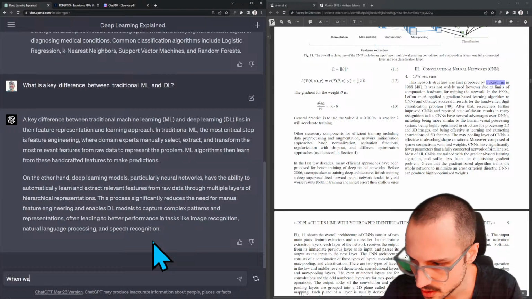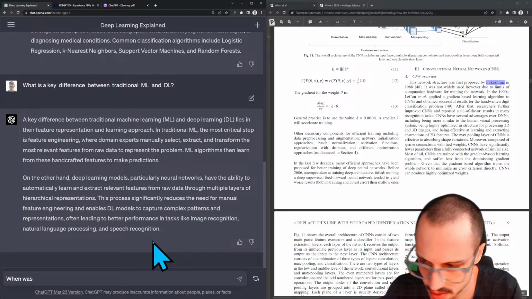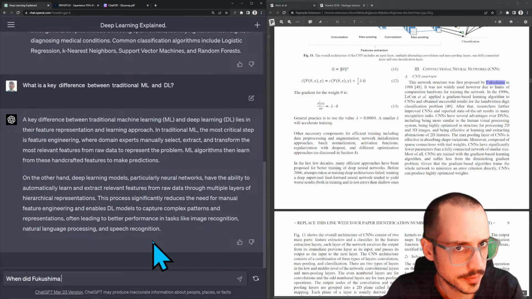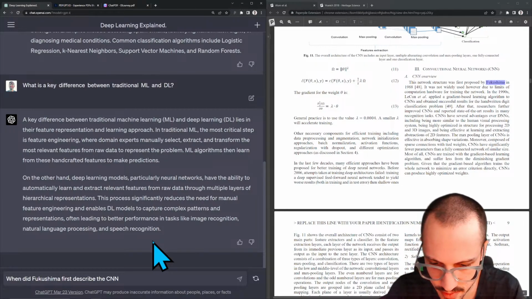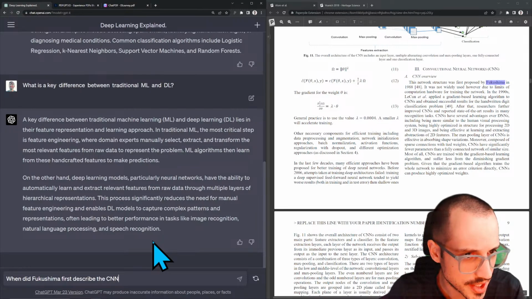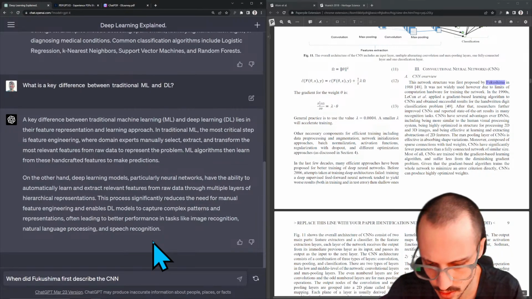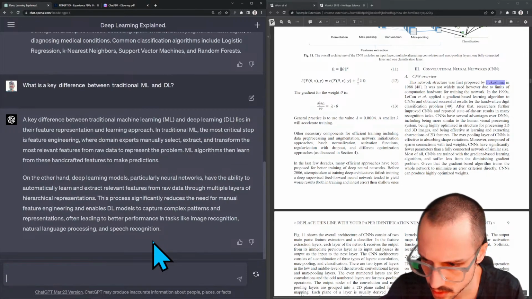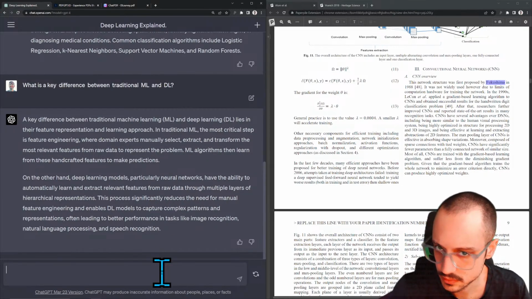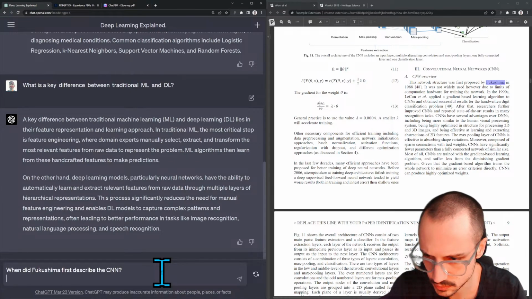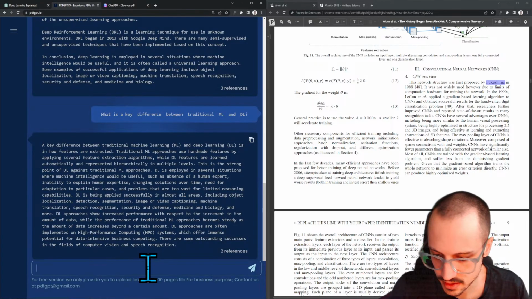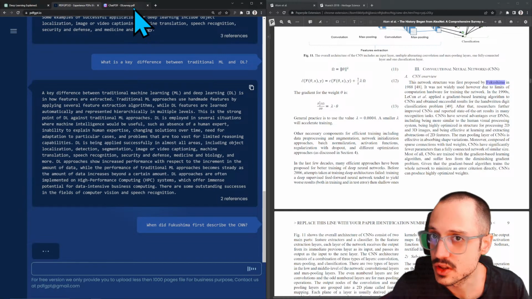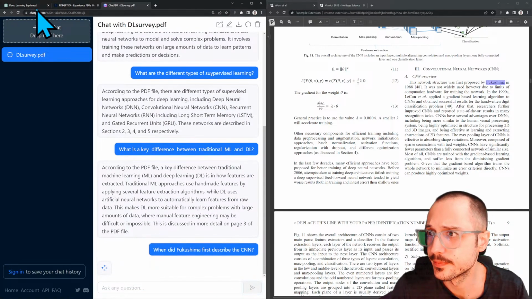When did Fukushima first describe the CNN? It wasn't even a CNN. I think he described an MLP at that time. I'm not sure. All right, let's ask ChatGPT. Let's ask PDF-GPT, and let's ask ChatPDF.